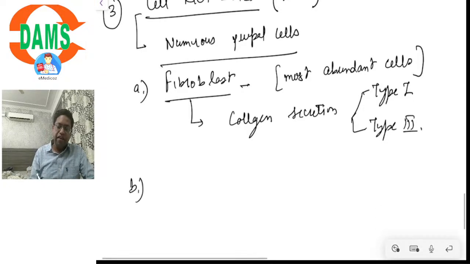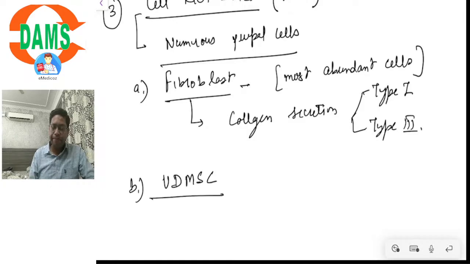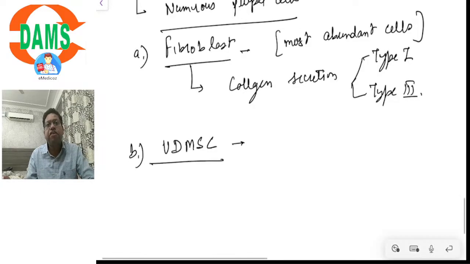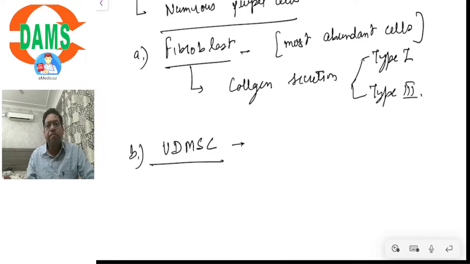Okay. Then the second cells, they are the undifferentiated mesenchymal stem cells, UDMSC. They are present in the cell-rich zone most abundantly, but distributed throughout the pulp. They are not restricted to the cell-rich zone only. They are distributed throughout the dental pulp, but they are most abundant where? In the cell-rich zone. As the name indicates, they would be having the highest population of all the available cells in the dental pulp.